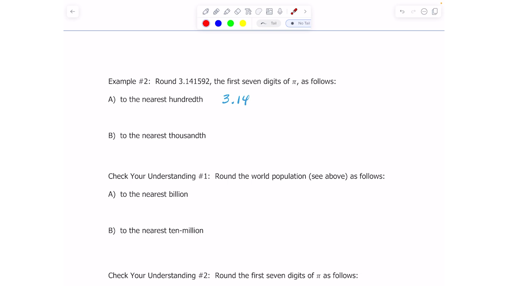If I rounded to the nearest thousandth now, so again, this is the tenths, hundredths, thousandths, I look to the right, and that's a 5. With 5 or more, you round this number up. So that 1 is going to turn into a 2. So it's going to be 3.142. And again, I don't need to worry about the zeros at the end.